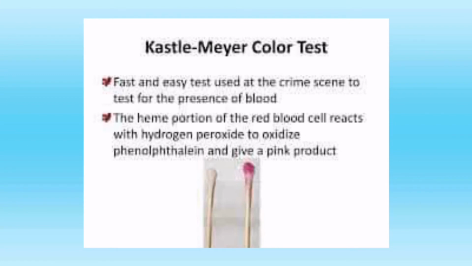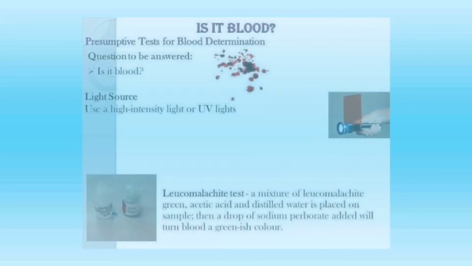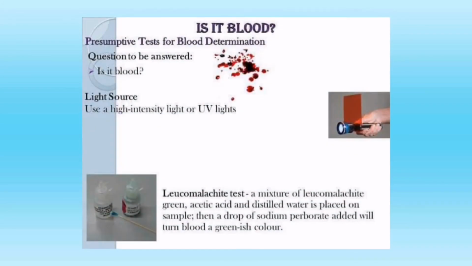Kastle-Meyer: solution of phenolphthalein is applied to a suspected blood stain, followed by hydrogen peroxide. A bright pink color indicates the presence of blood. Leucomalachite green: same procedure as Kastle-Meyer. Produces a blue-green color in the presence of blood.